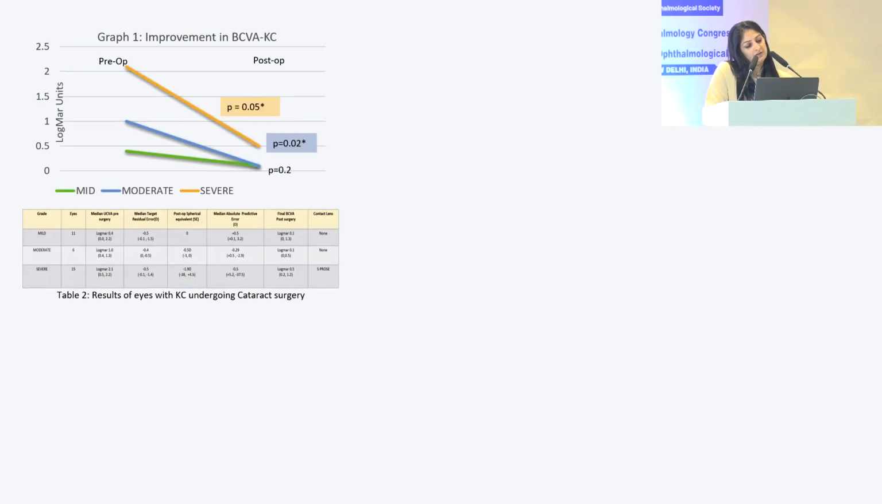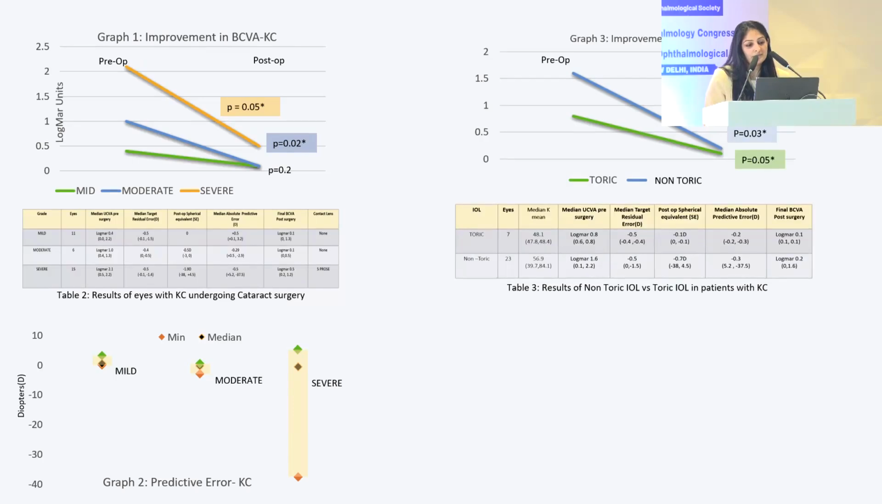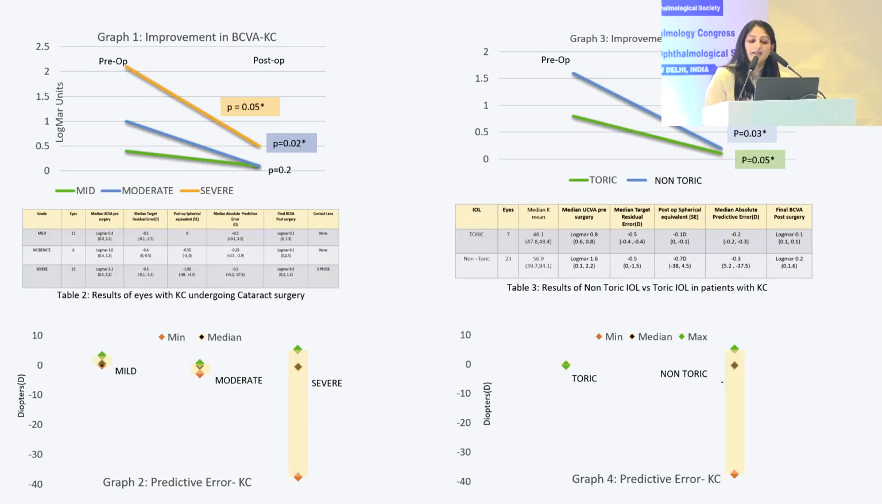When we look at the BCVA, in the keratoconus group, the severe as well as the moderate group showed a statistically significant improvement in vision post-operatively. But the prediction error was higher in the severe group when compared to the mild and the moderate. Again, the non-toric and the toric groups did well in terms of statistically significant improvement in the BCVA. However, there were higher prediction errors in the non-toric when compared to the toric group.